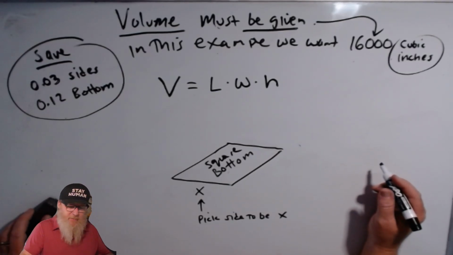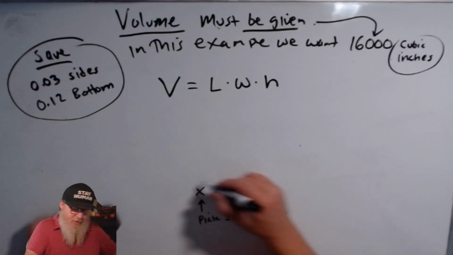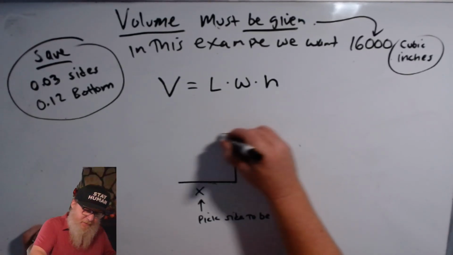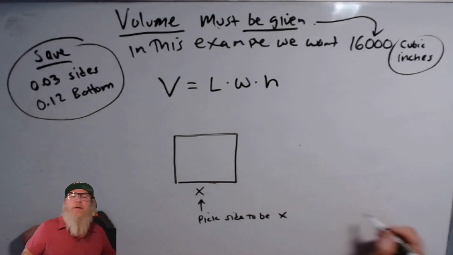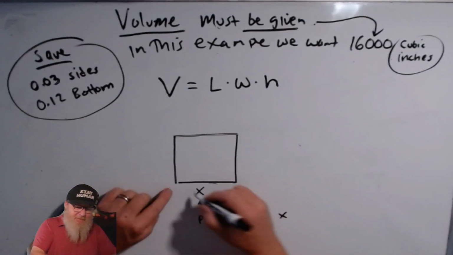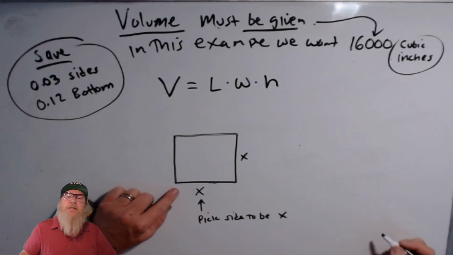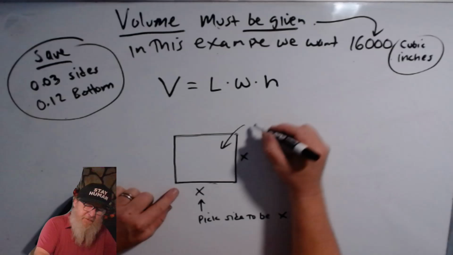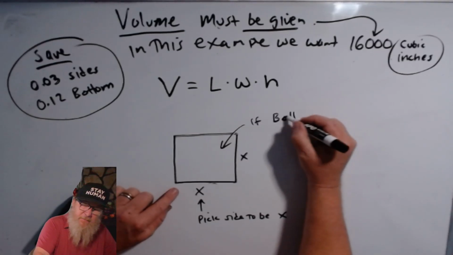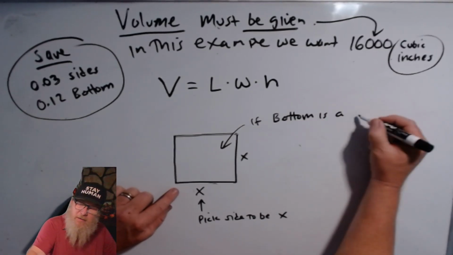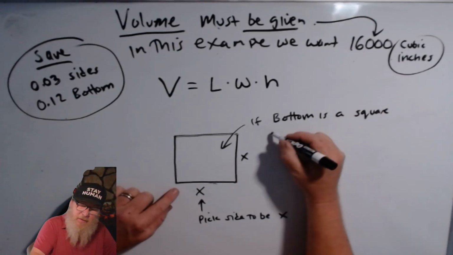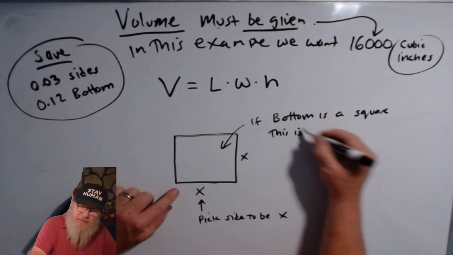God, that doesn't look very much like a square. Let me draw it like a square. There we go. If this is X, then this is also X. Yeah. So if the bottom is a square, this is the easiest case.